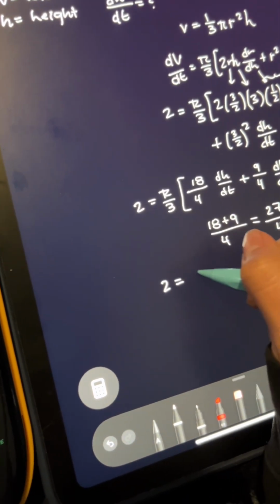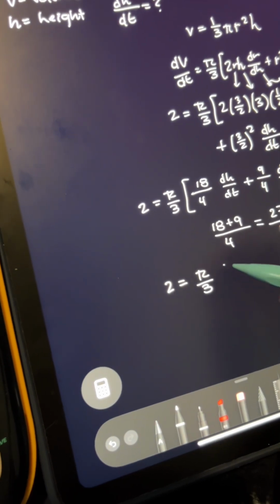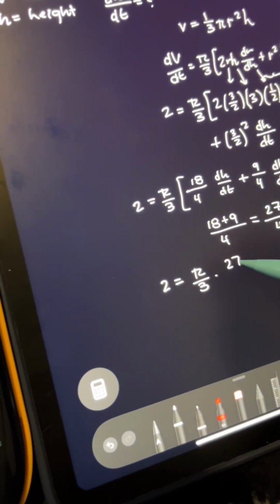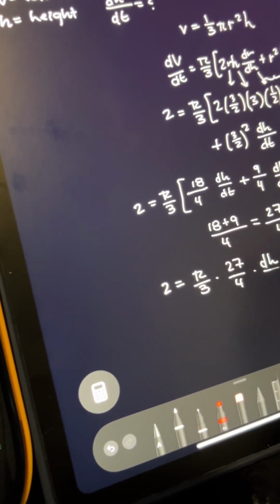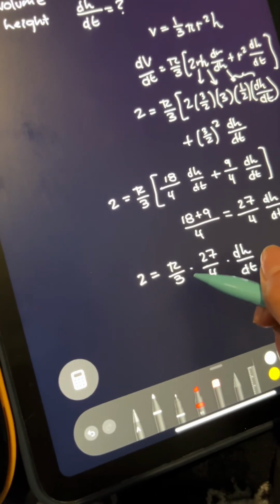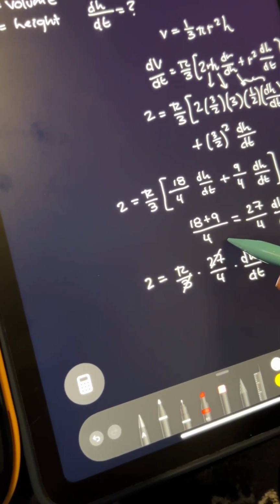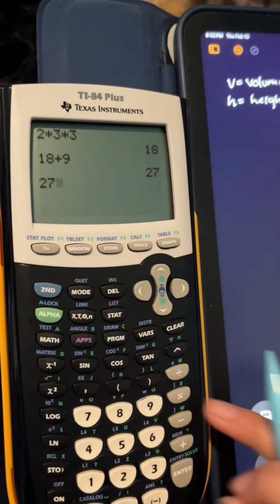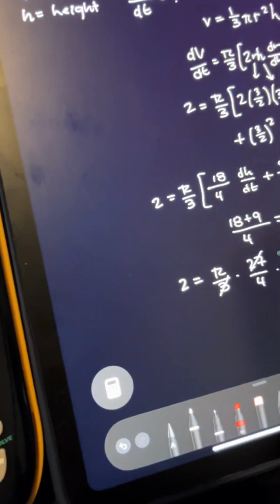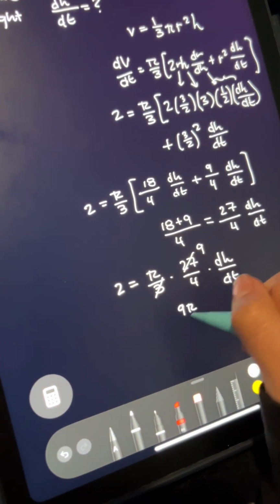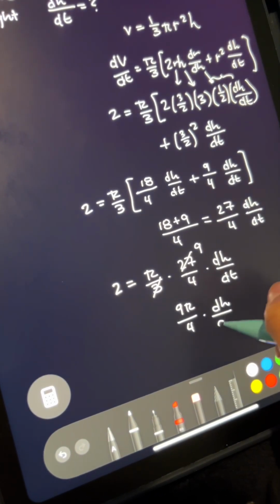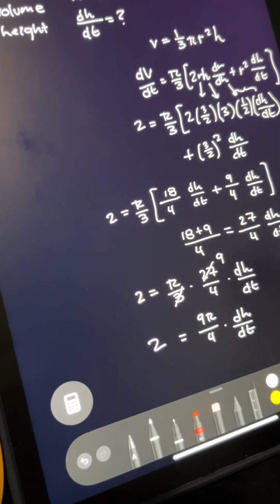So we rewrite it again. 2 equals pi over 3 times 27 over 4 times dh over dt. And now right here we can do a little canceling out. 27 divided by 3 is 9, so it's 9 pi over 4 times dh over dt equals 2.